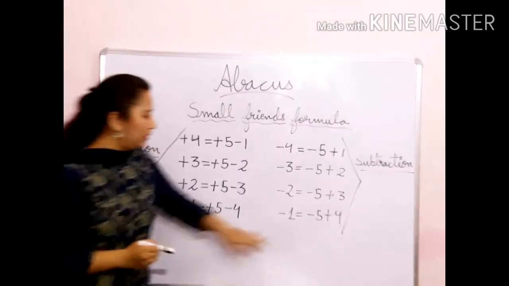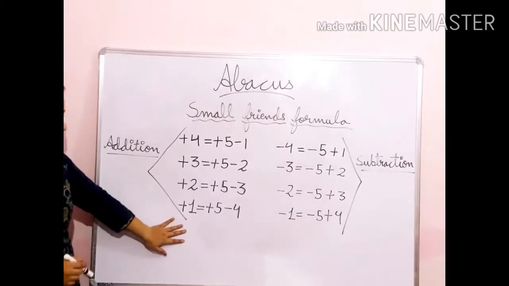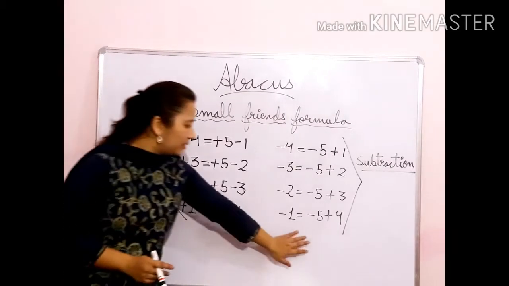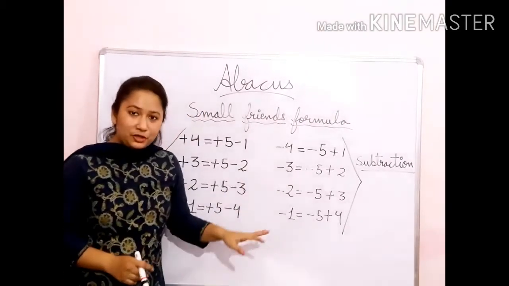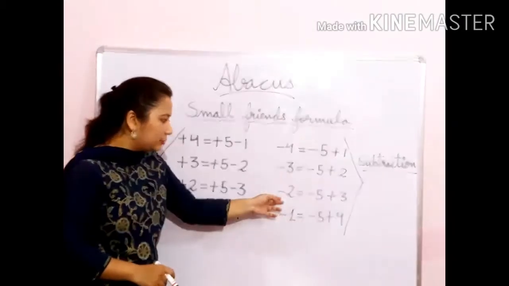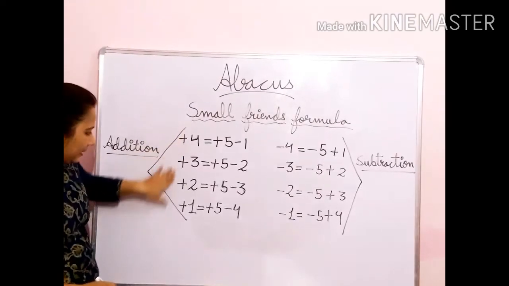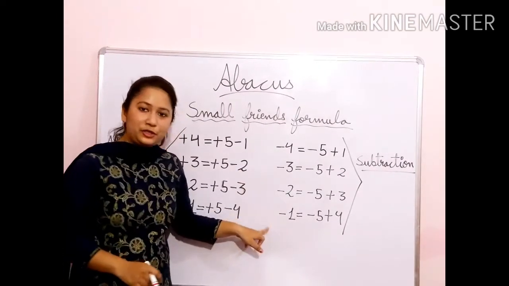This formula is for subtraction. So these formulas are for addition and these formulas are for subtraction. Subtraction means subtraction of 1, 2, 3, 4. See, here is also 1, 2, 3, 4. But this is addition and this is subtraction.